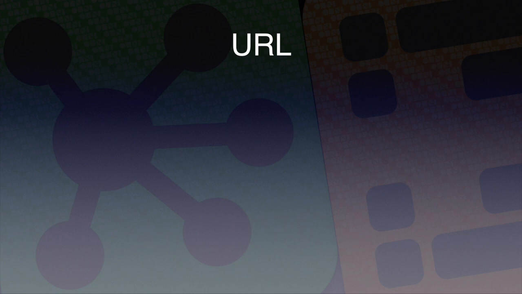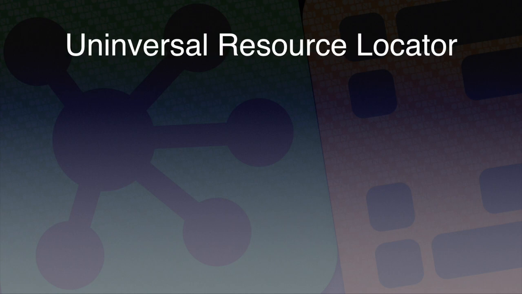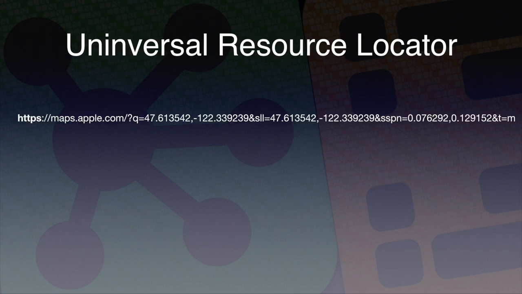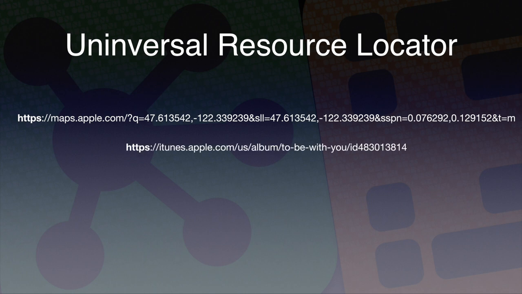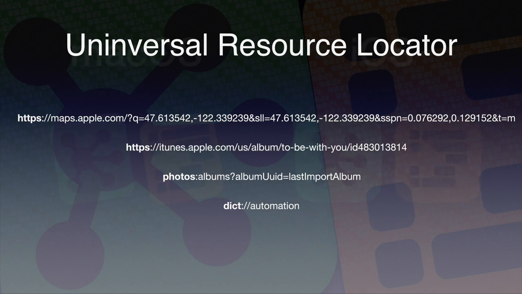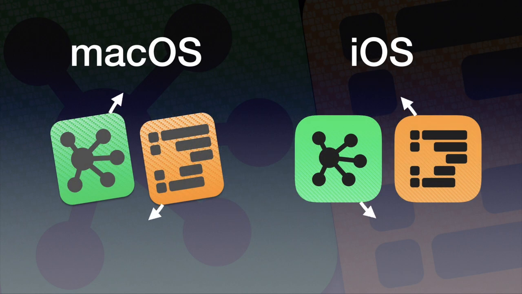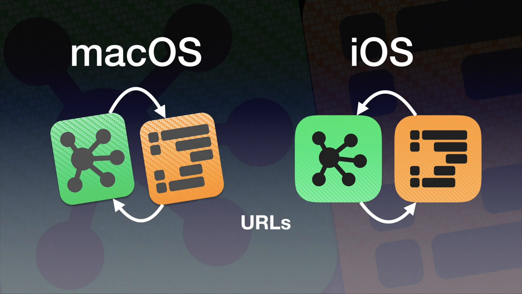It's very common to see URLs, or universal resource locators, that look something like this. So you can see it's like an opening with some data, parameter value, parameter value, parameter value. Here's another one. So this one points to this, and then it has an ID. This is the one for Photos that shows last import. This is one for the dictionary. So if you run that URL, it will actually look up the word automation for you. So on macOS and iOS, URLs are used quite a bit for communication.